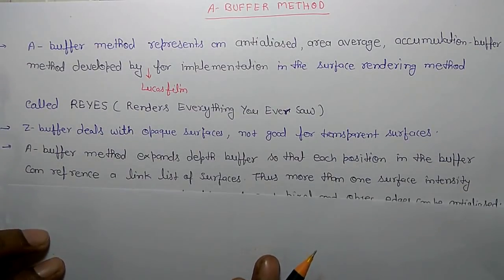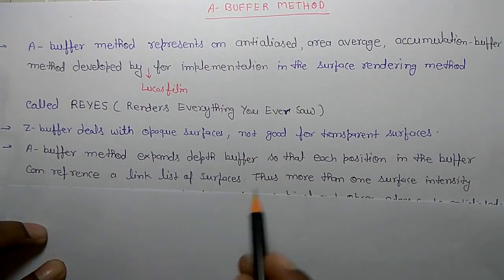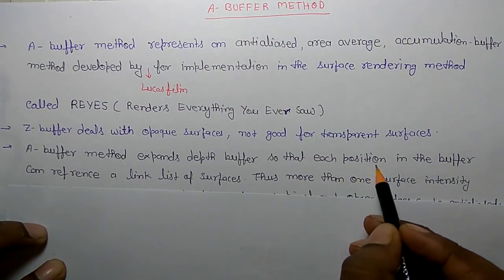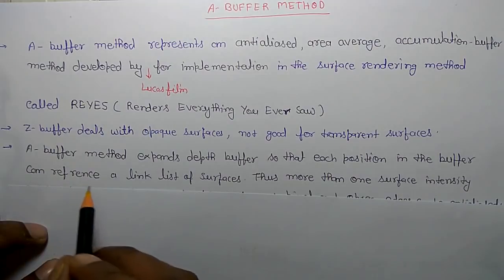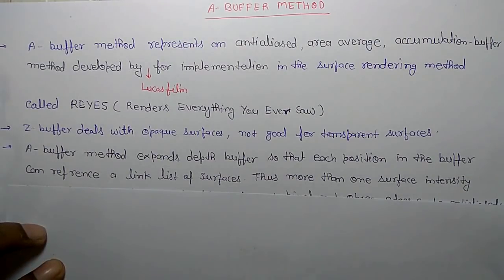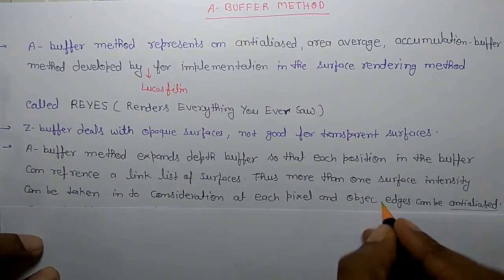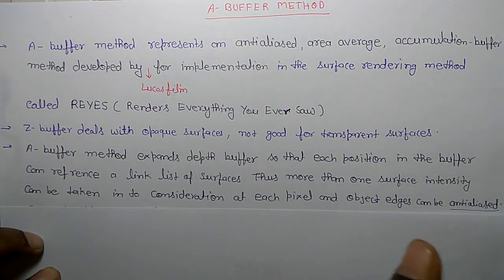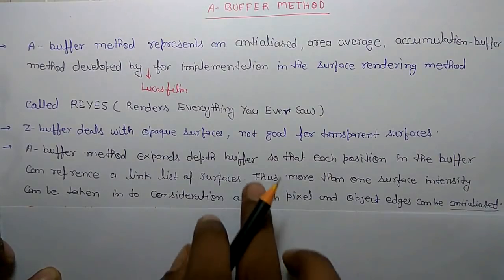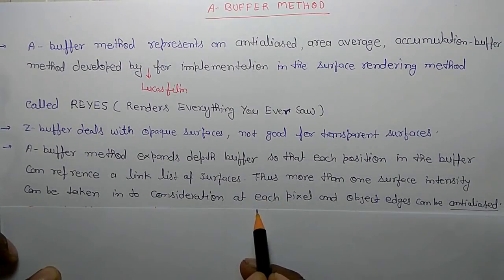So we use the A-buffer. The A-buffer method expands the depth buffer so that each position in the buffer can reference a linked list of surfaces. Thus, more than one surface intensity can be taken into consideration for each pixel, and object edges can be anti-aliased. So if there are some sharp edges on the objects, we smooth them. Anti-aliasing is the method of smoothing at a particular place.